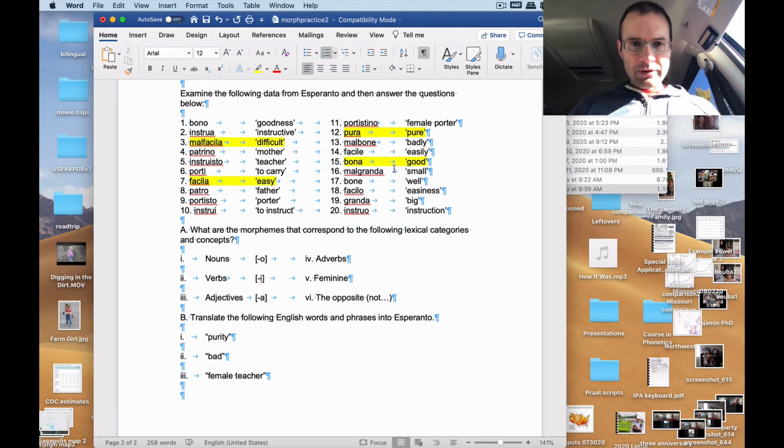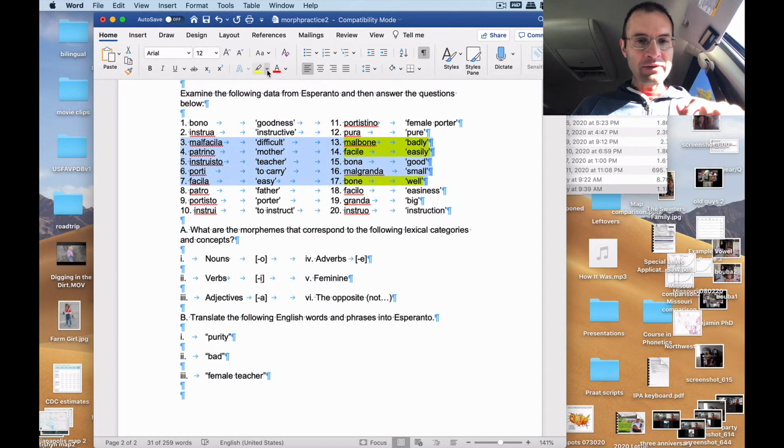And then we have a couple of different adverbs in the language. I'll get rid of that highlighting. Badly is malbone, easily is facile, and well is bone. All of these end in the letter E, which is pronounced as A in Esperanto. So hopefully that's easy enough for you to pick up on in doing these problems. And that covers basically all of the forms in terms of how they end.